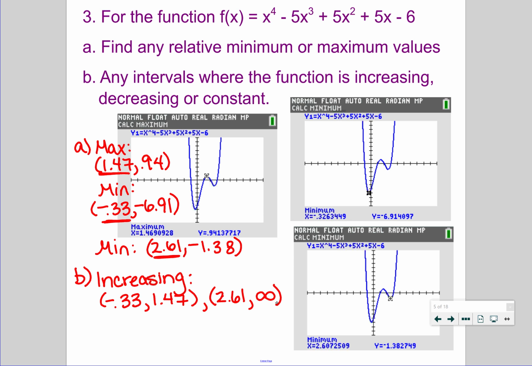Again, always x values, always parentheses on these. It is decreasing on the far left from negative infinity to negative 0.33. And then it is also decreasing between, let's see, 1.47 and 2.61. There are no intervals where this function is constant, where you would have a horizontal line.